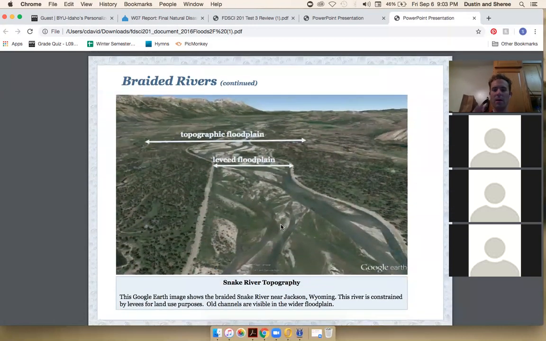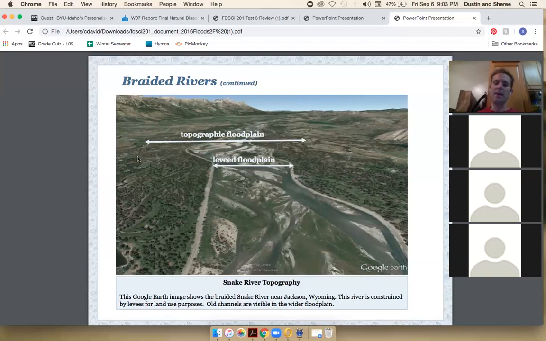Okay. Here's showing your topographic floodplain. You've got some bluffs over here and over here. Here's the leveed floodplain. This is where the levees are and all the braids are. You can see here's all the channels. When it floods just smaller levels, just within the levees, this is going to be solid water. If it breaks through the levees, it's going to go out to here and out to here.